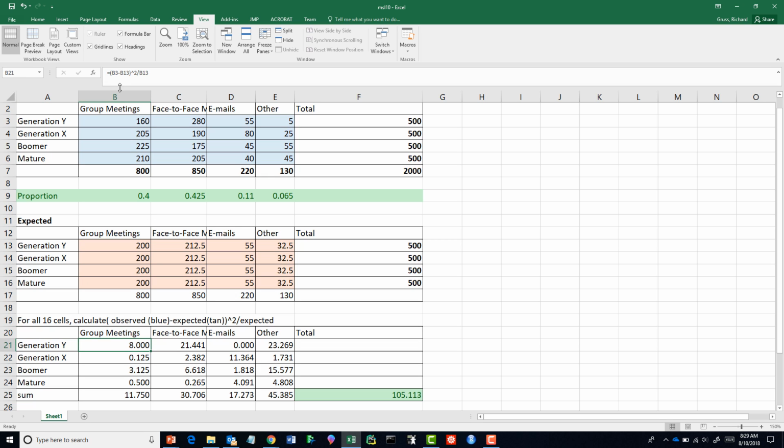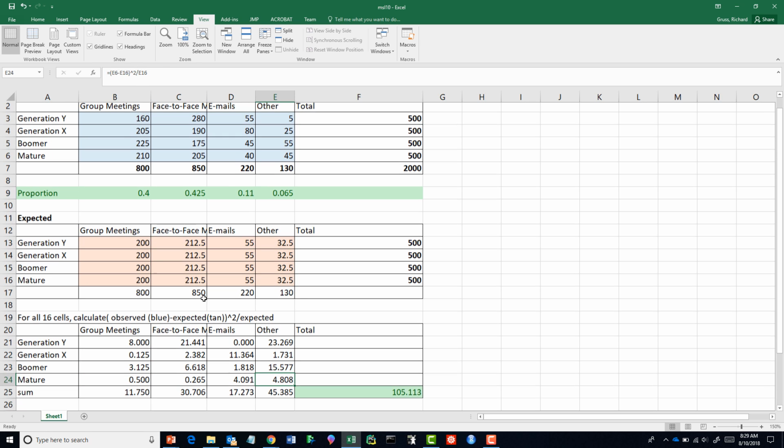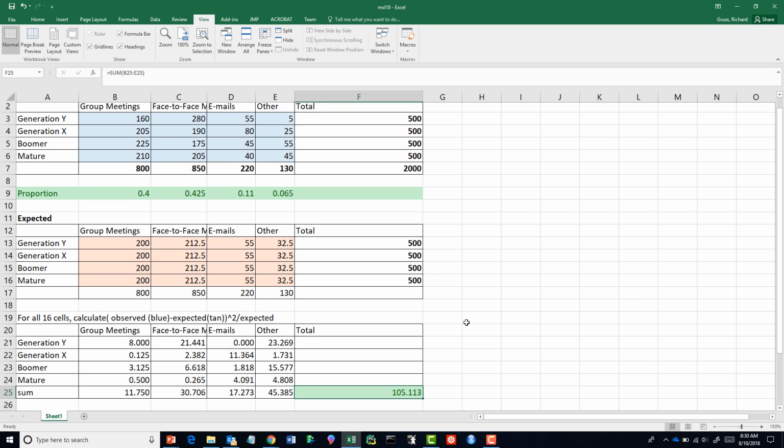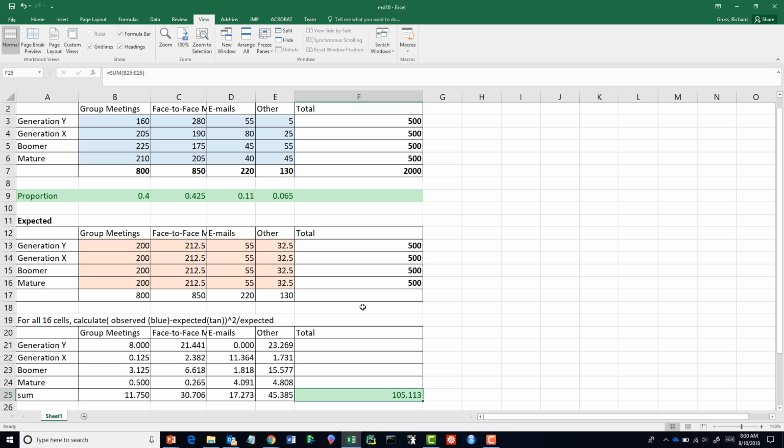So you see, this is in cell B21 here. I've got observed minus expected squared over expected. Okay, so I did that for all 16 cells. So I just made that term for all 16, and then I added them all up. So basically, this is a grand sum. This is the sum of observed minus expected squared over expected for all of those 16 cells. Okay, so that's a big sum.